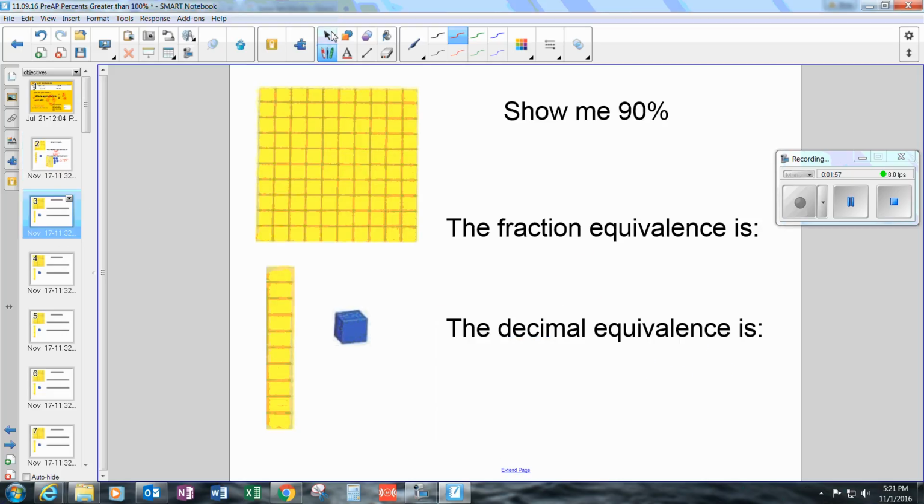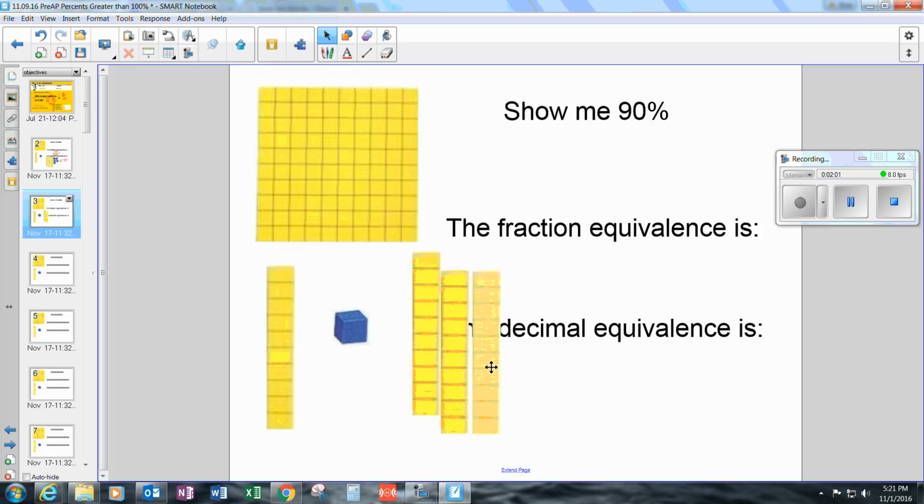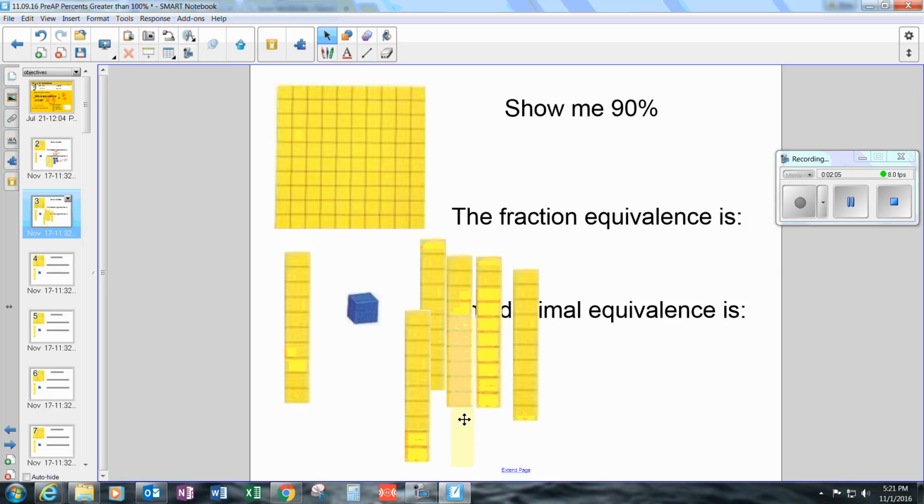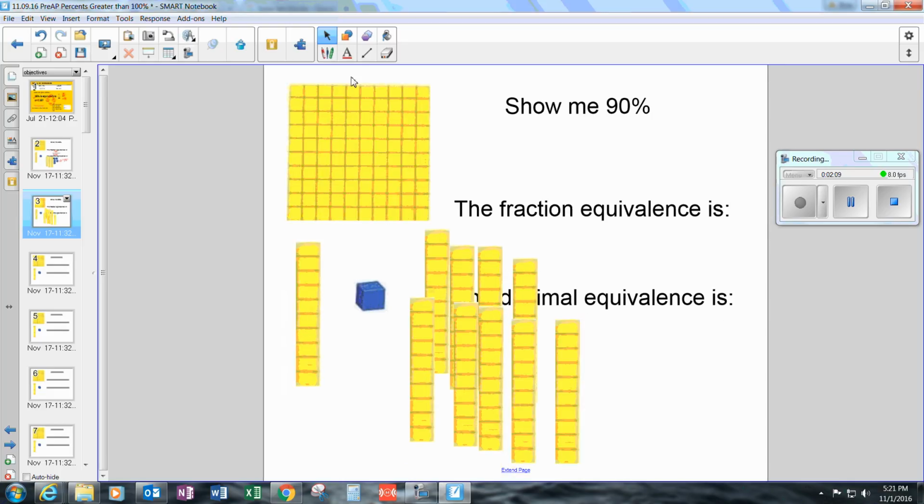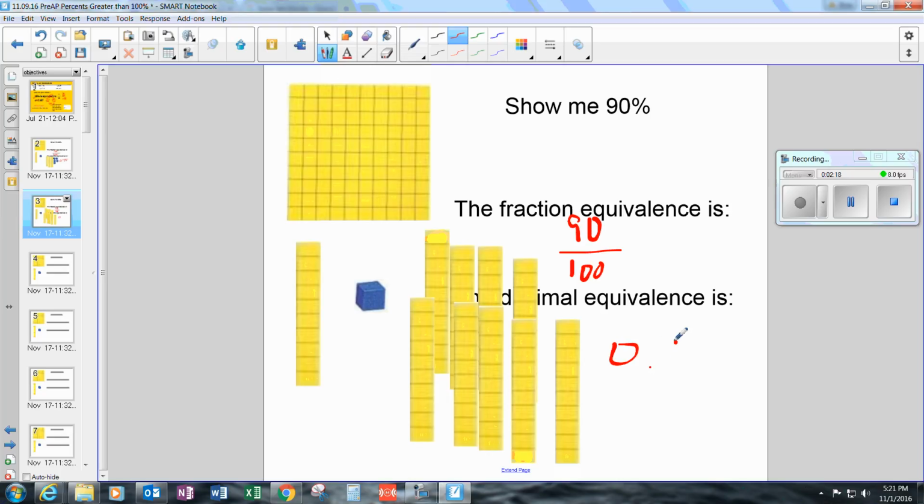Show me 90%. 10%, 20%, 30%, 40%, 50%, 60%, 70%, 80%, and 90%. So the fraction equivalency is 90 hundredths. And the decimal equivalency is 90 hundredths.